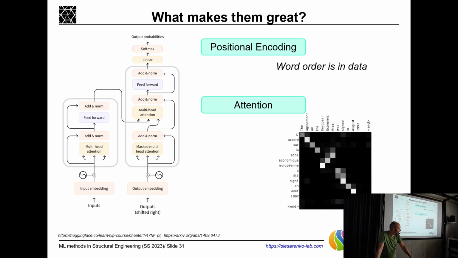But if you look at this plot, the brightness of the pixel shows the amount of attention the model is devoting to the surrounding words. So, for instance, when you translate European, it looks at European, but also it looks at economic. Okay, how it works.